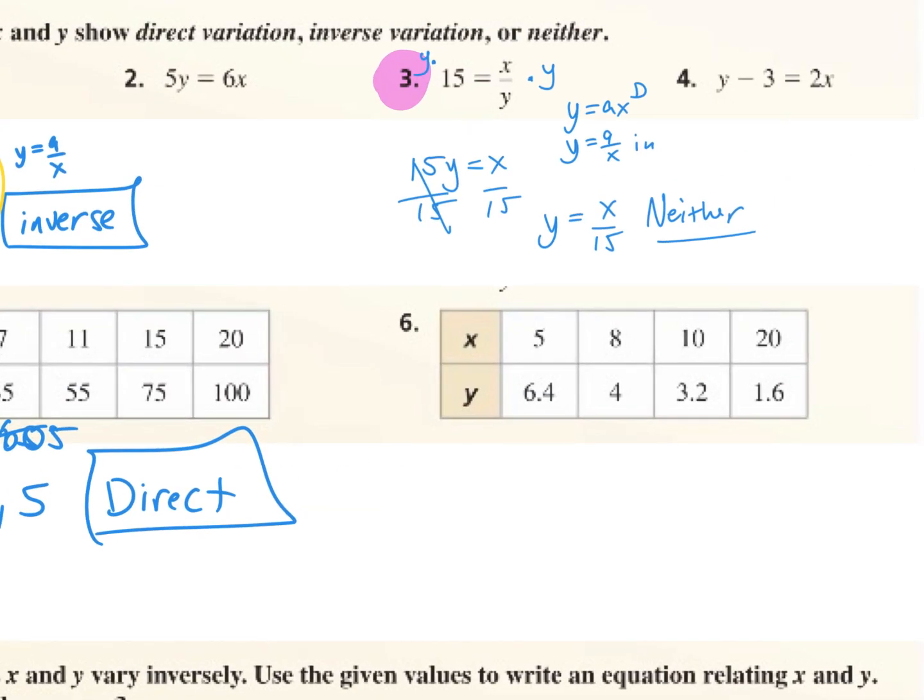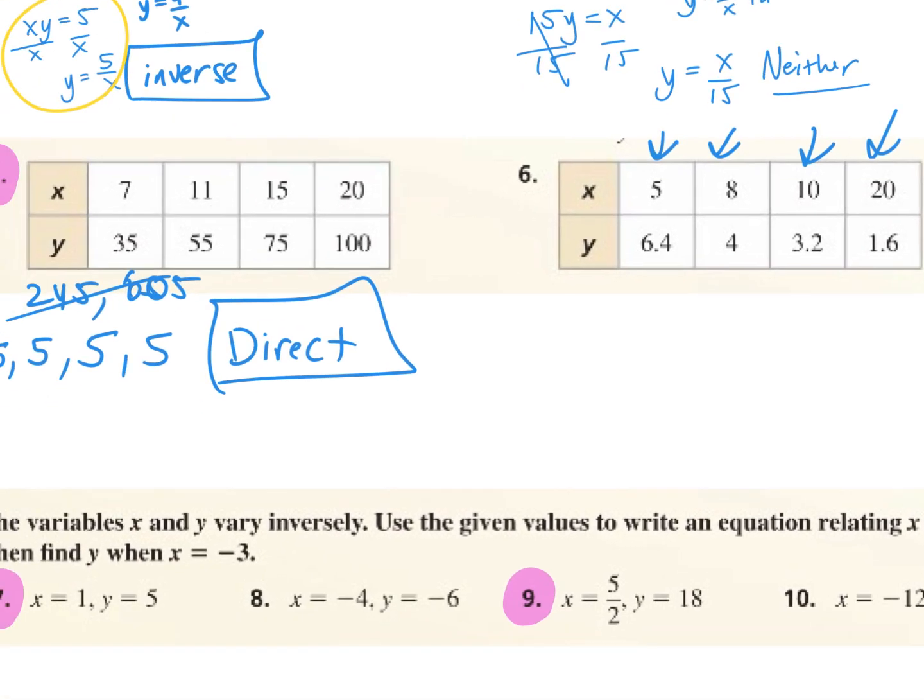If you look at this one, if you multiply every time, you get the same number. Every time you multiply, you get 32, so that would be inverse.